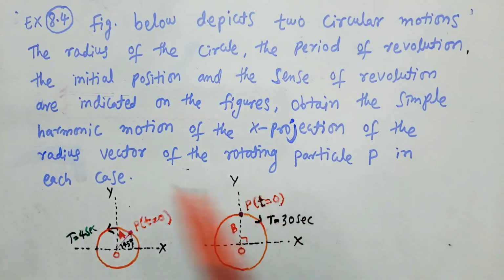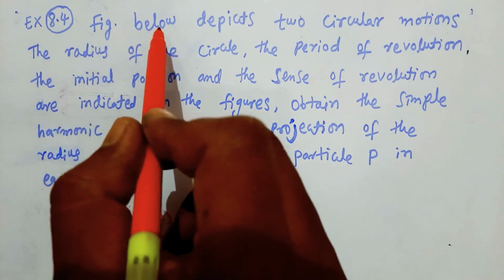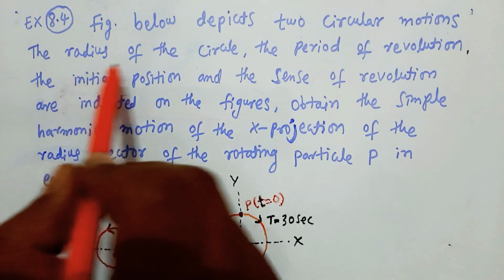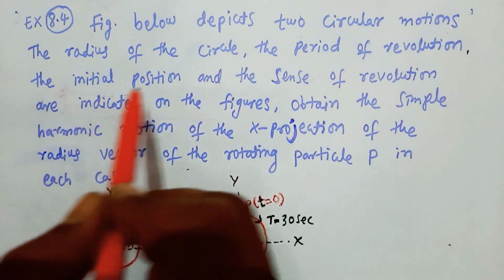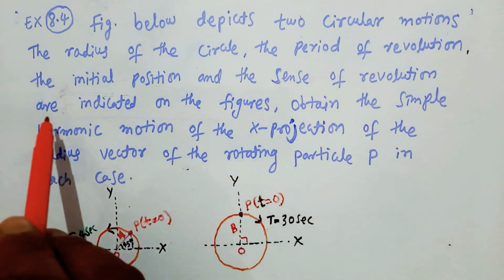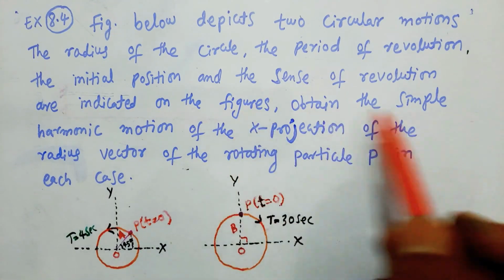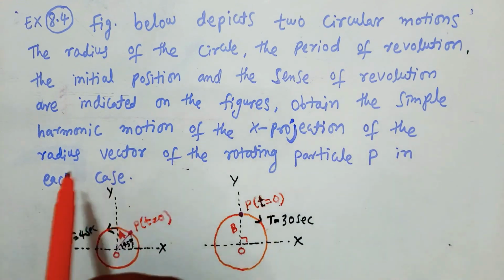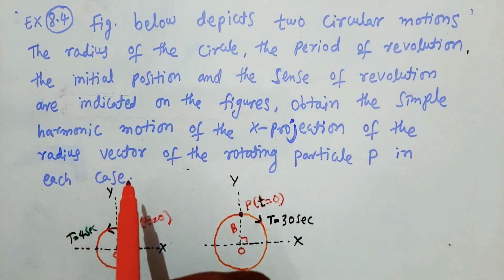See the example problem 8.4. The figure below depicts two circular motions. The radius of the circle, the period of revolution, the initial position and the sense of revolution are indicated on the figure. Obtain the simple harmonic motion of the x projection of the radius of the rotating particle P in each case.